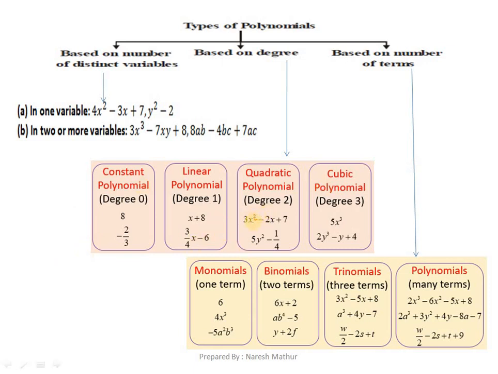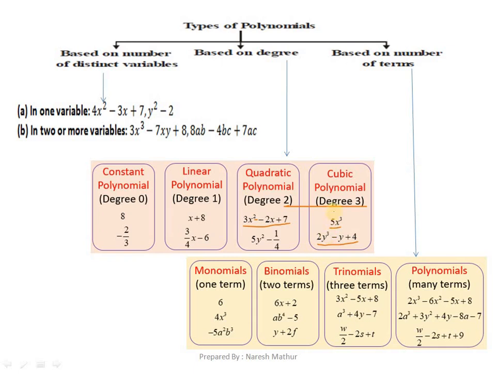So here we have 3x square minus 2x plus 7. We can see the highest power of x in the given expression is 2. This is called a quadratic polynomial and the degree is 2. Similarly, 5x cube is a cubic polynomial. 2y cube minus y plus 4 is again a cubic polynomial, as we have 3 as the highest exponent of the polynomial.